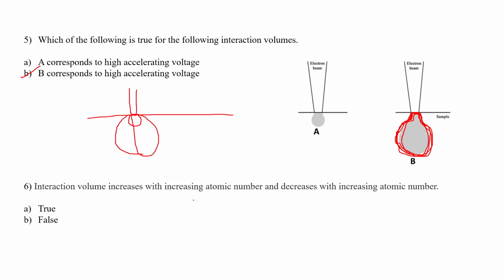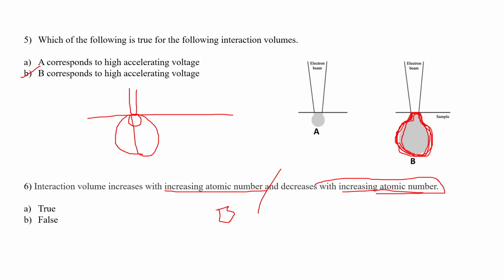Question number 6 says interaction volume increases with increasing atomic number and decreases with increasing atomic number. I guess there is a problem in this question, as both statements say increasing atomic number. So I will discuss the first statement only: interaction volume increases with increasing atomic number. If you have a higher atomic number, you will have a lower interaction volume.